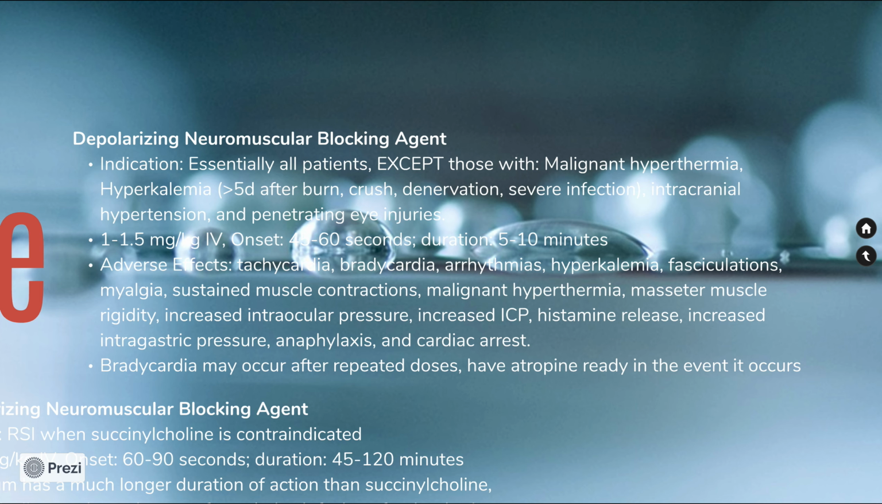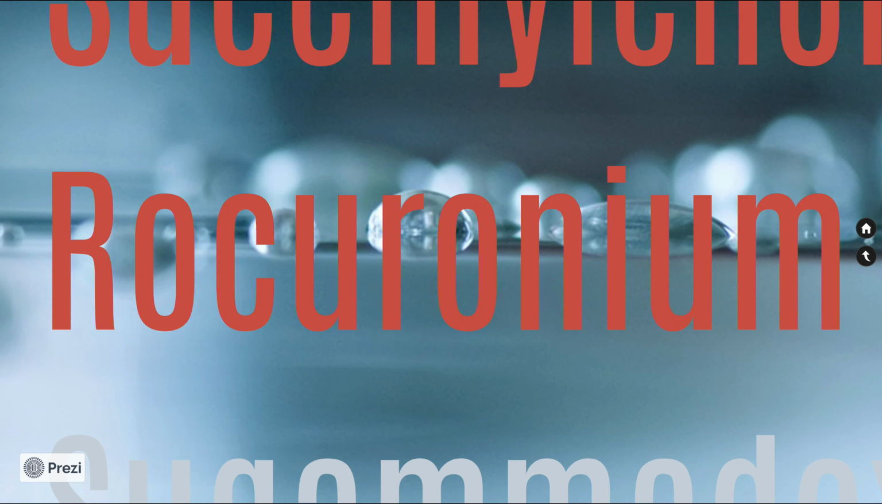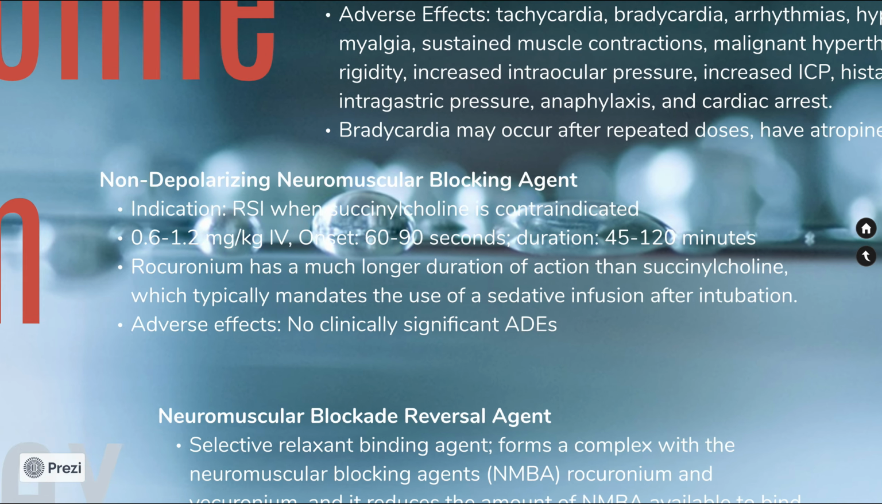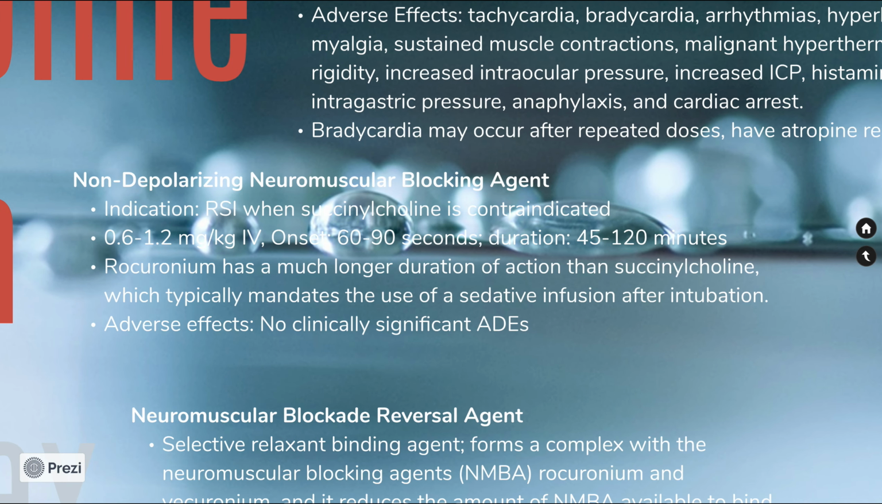What is this pharmacologic event? Paradoxical effect after repeated doses. Anyway, have atropine ready in the event should it occur. Rocuronium and its relatives, vecuronium, pancuronium. Well, but we'll talk about rocuronium specifically. Rocuronium is a non-depolarizing neuromuscular blocking agent. It is indicated when succinylcholine is contraindicated.